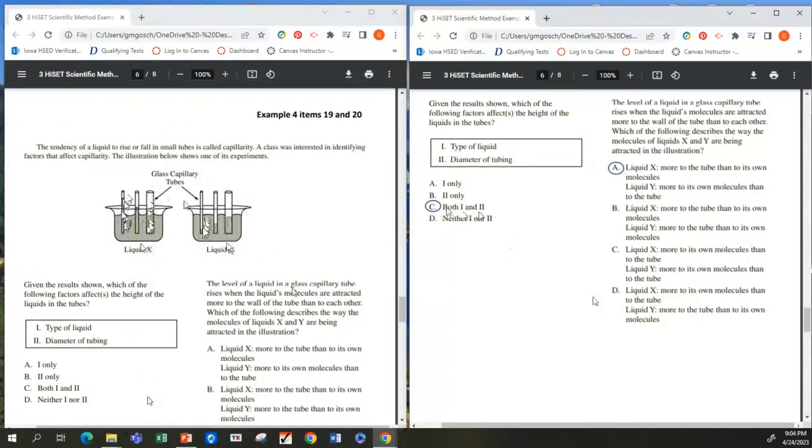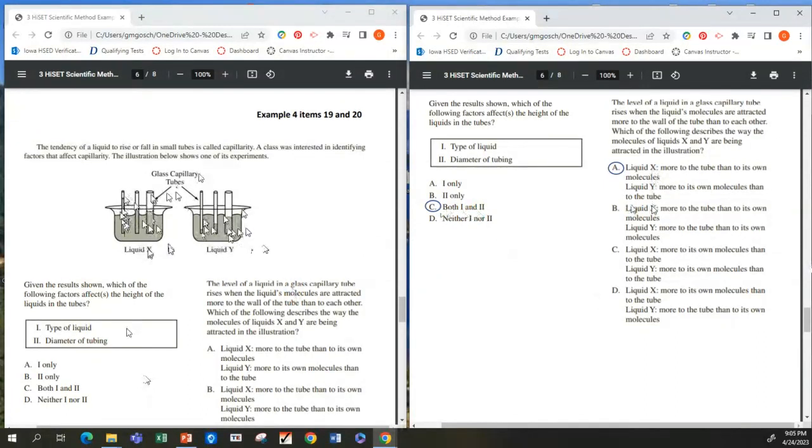The level of liquid in a glass capillary tube rises when the liquid's molecules are attracted more to the wall of the tube than to each other. That's what happened in liquid X. In liquid Y, they were not attracted to the wall of the tube. They were more attracted to each other, so they pulled away from that wall.